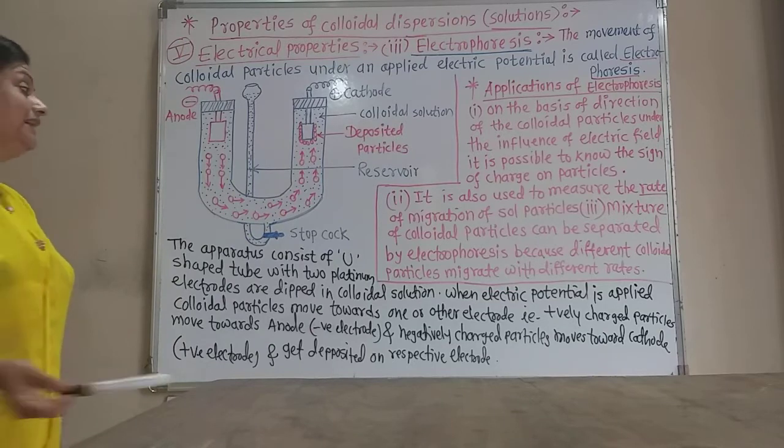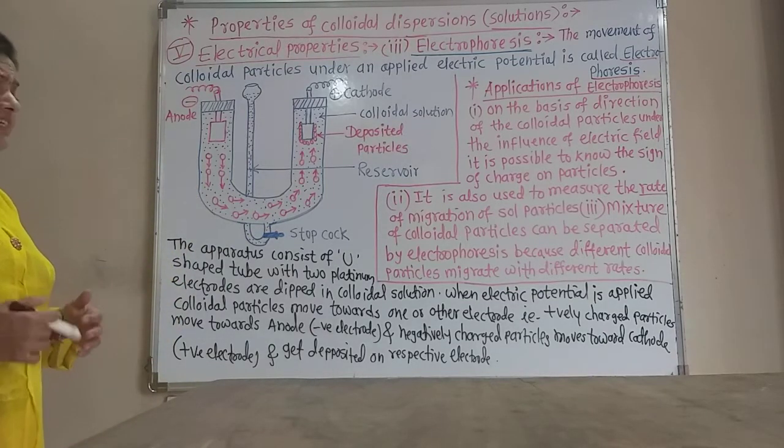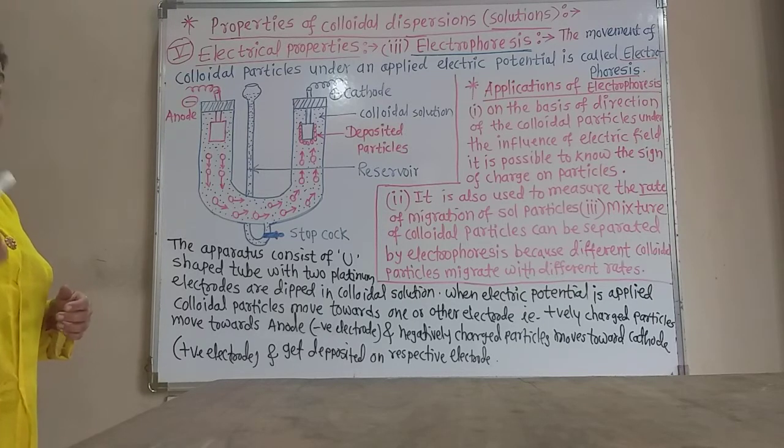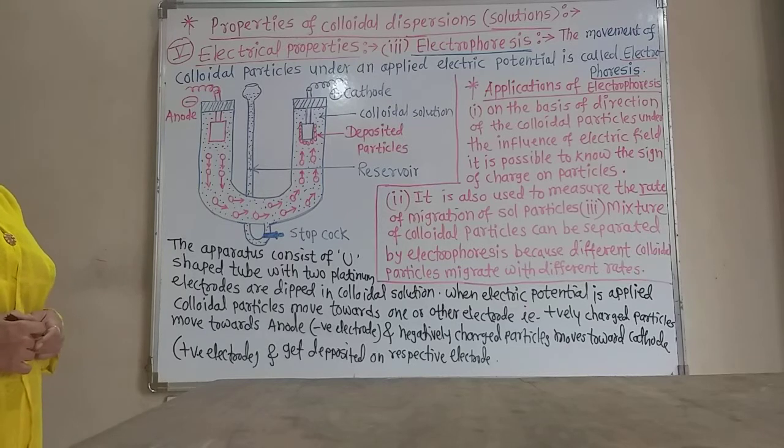That means they definitely have the negative charge on them, and vice versa, that is, negatively charged particles migrate toward the cathode, that is the positive electrode, and get deposited on that respective electrode. Now this is about the electrophoresis.